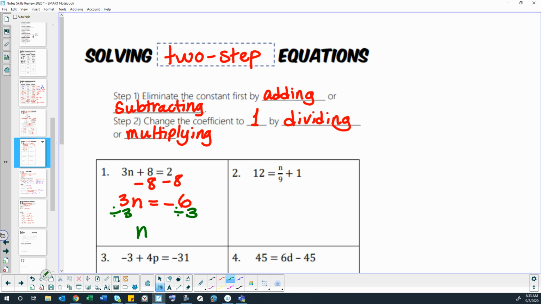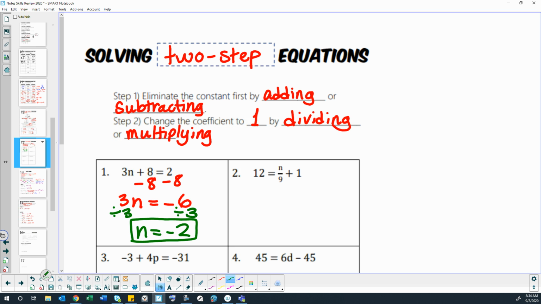So that will be 3 divided by 3, which is that invisible 1. And then negative 6 divided by 3, which gives us a negative 2. So that equation equals negative 2, or that variable n equals negative 2.